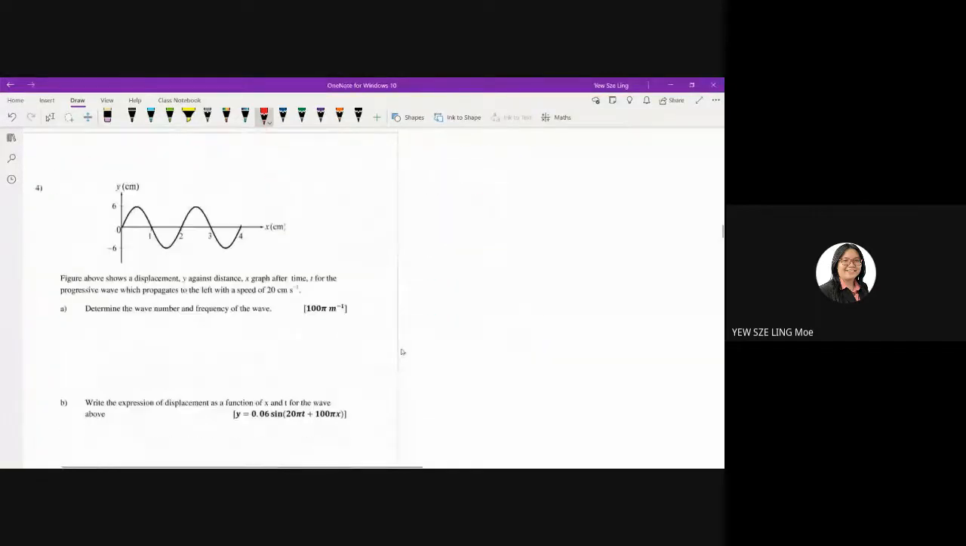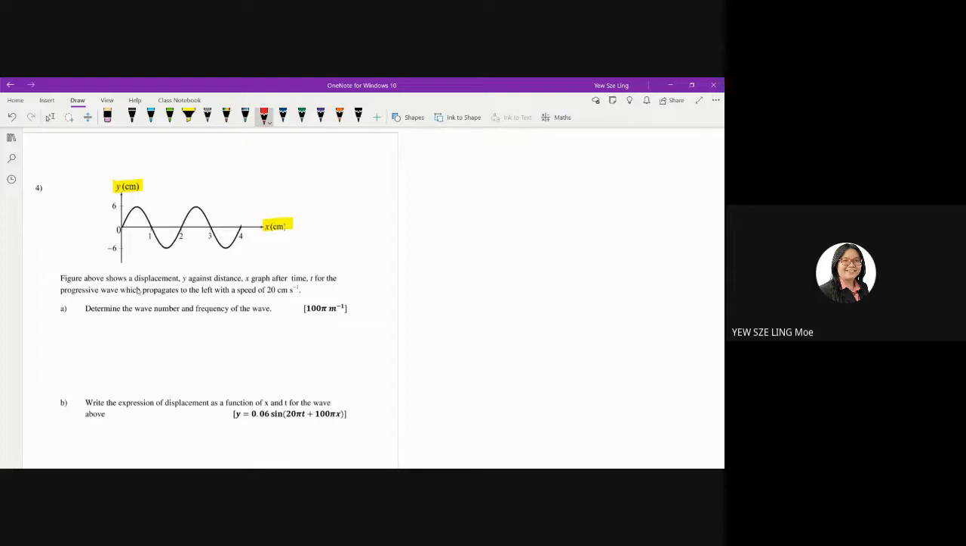Okay, last question, question number 4. You're given a graph. The first thing you need to do, not just in this chapter, whenever you're given a graph, is look at the axes first. The biggest problem students have is that they don't like looking at the axes. So now you have a y against x graph, y in terms of cm, x also in terms of cm.